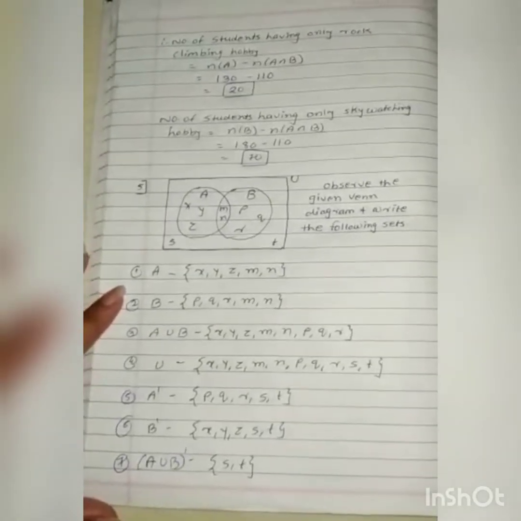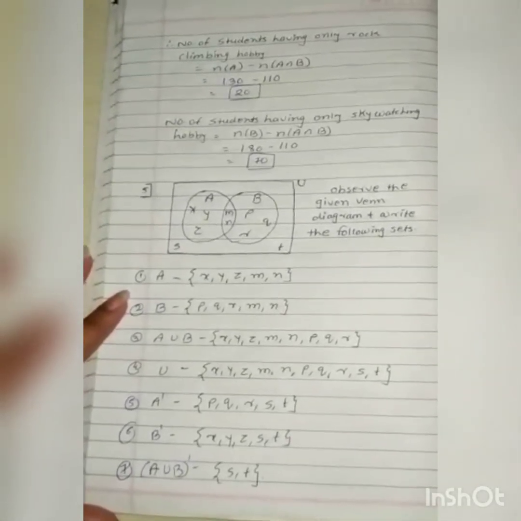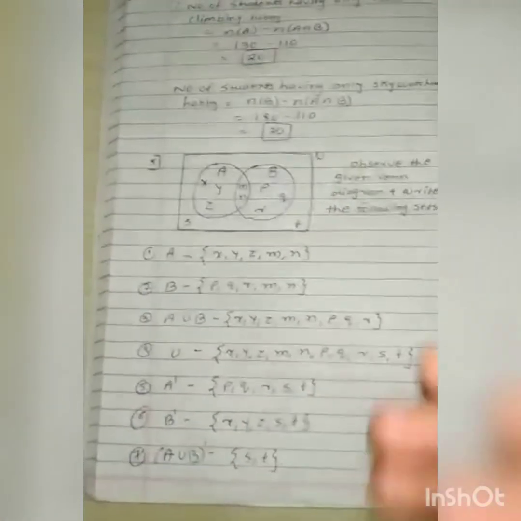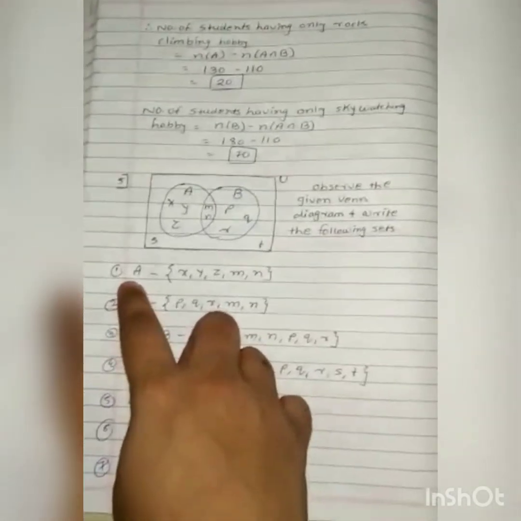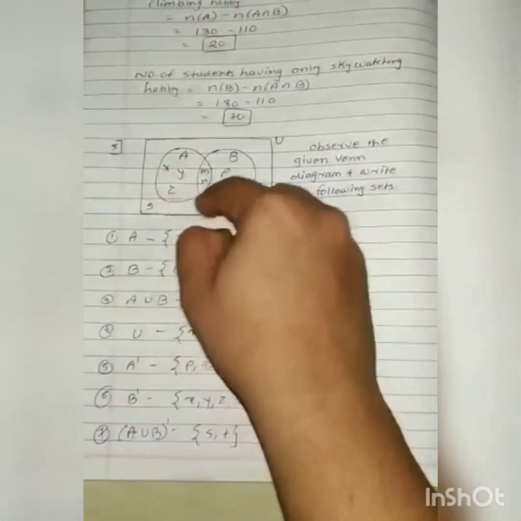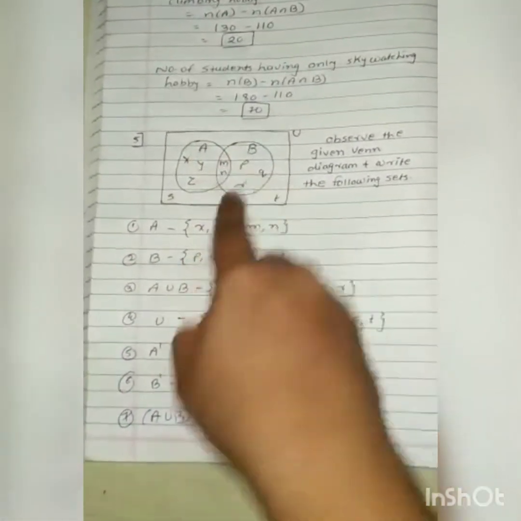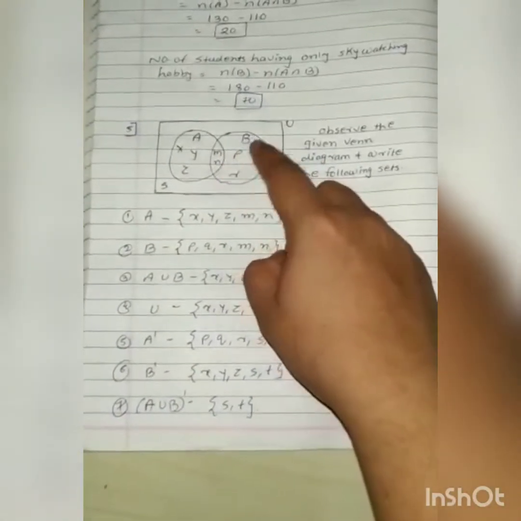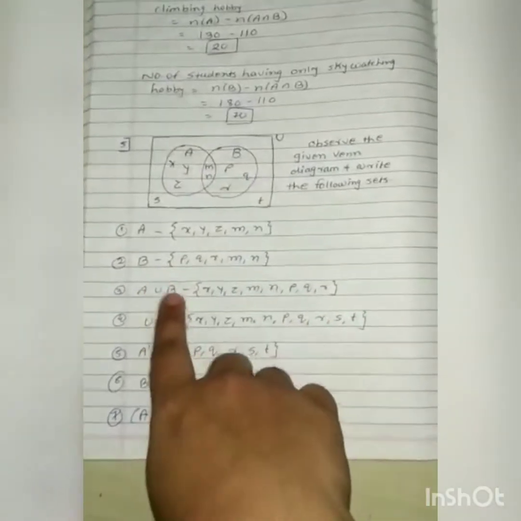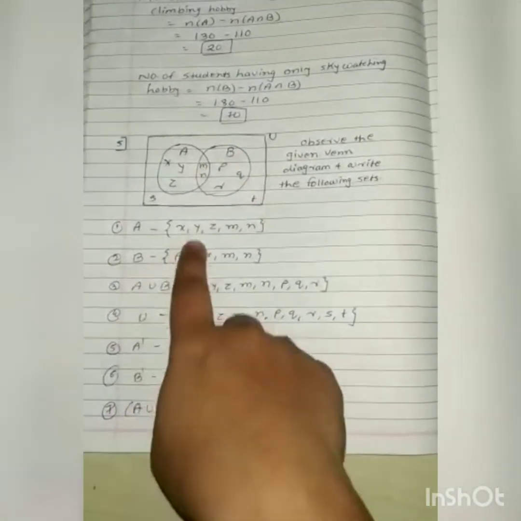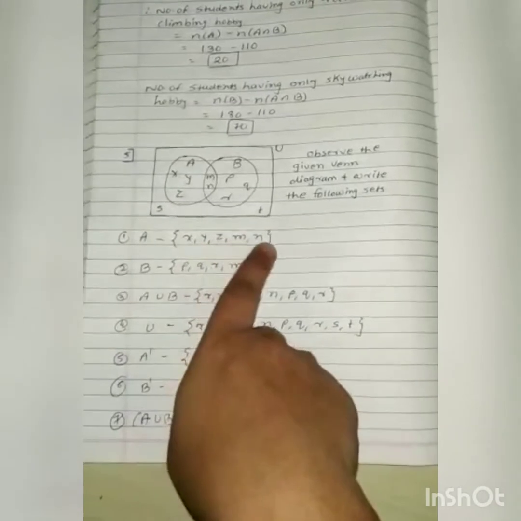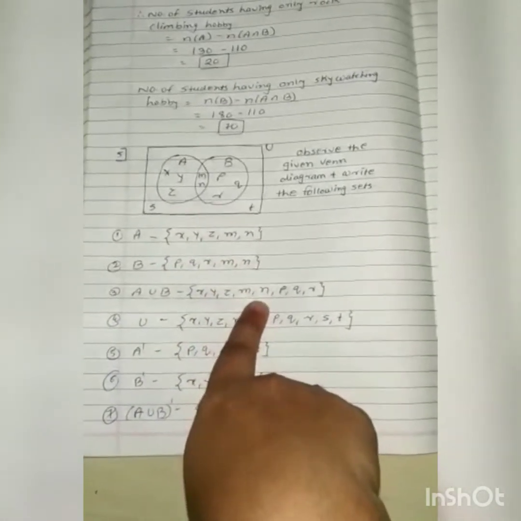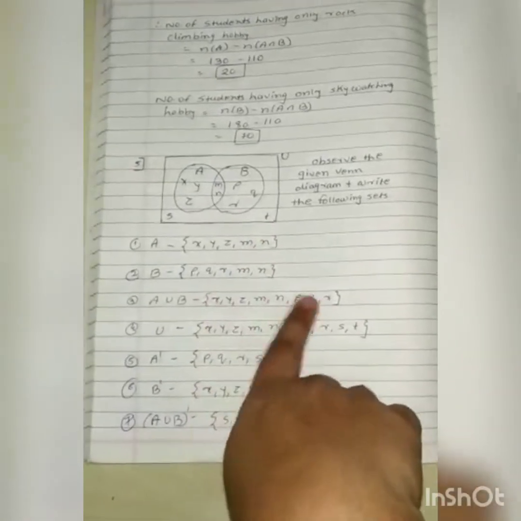See question 5. It's very easy. Observe the given Venn diagram and write the following sets. See, we have to write down A set. So A set is X, Y, Z, M, N. B set is P, Q, R, M, N. This is B set. A union B means all the things of A and B, means X, Y, Z, M, N, P, Q, R. M and N are repeating, so we have to write down M, N only once and X, Y, Z and P, Q, R.